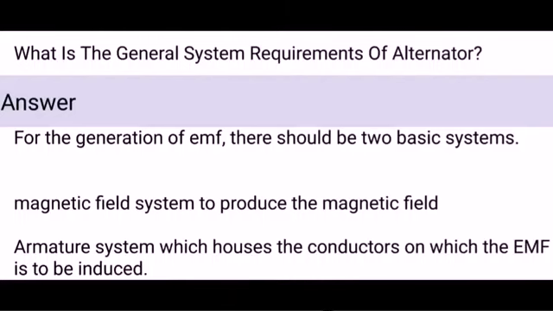What is the general system requirements of alternator? For the generation of EMF, there should be two basic systems: magnetic field system to produce magnetic field, and armature system which houses the conductors on which the EMF is to be induced.